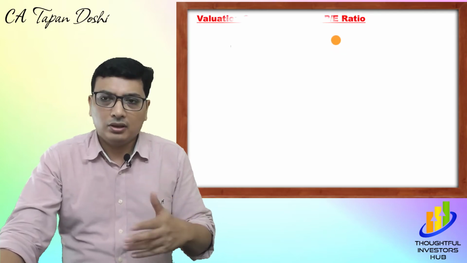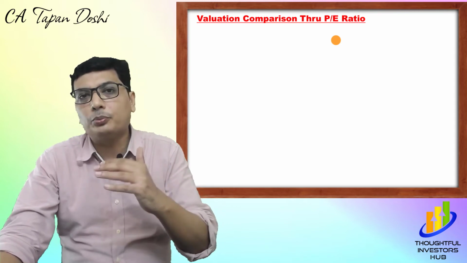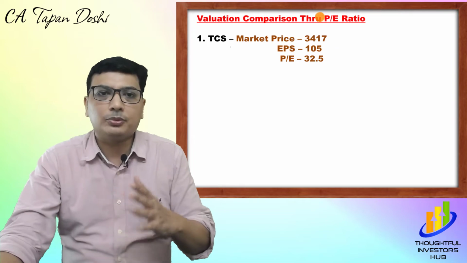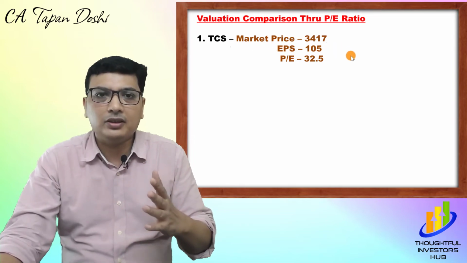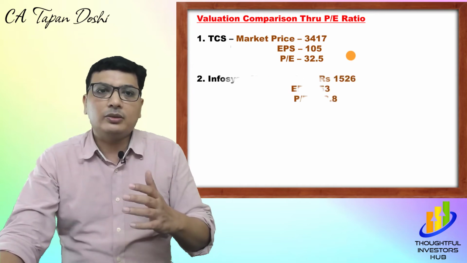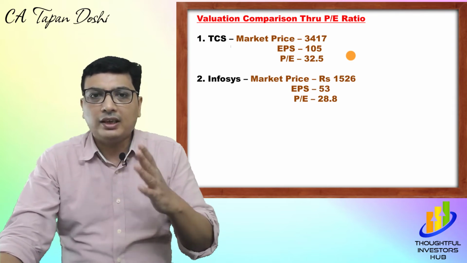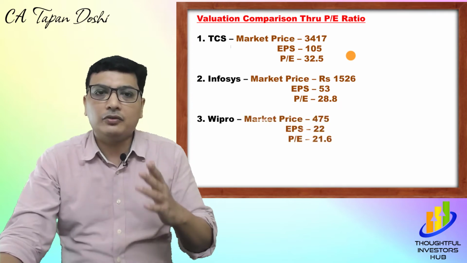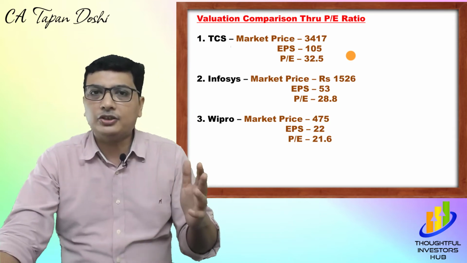So, now let us see how we can compare various companies through P ratio. So let us take an IT company example. Suppose TCS currently, the current market price of TCS is 3417, EPS is 105, and PE is 32.5. Similarly, for Infosys, the market price is rupees 1526, EPS is 53, and PE is 28.8. And for Wipro, the market price is 475, EPS is 22, and P ratio is 21.6.